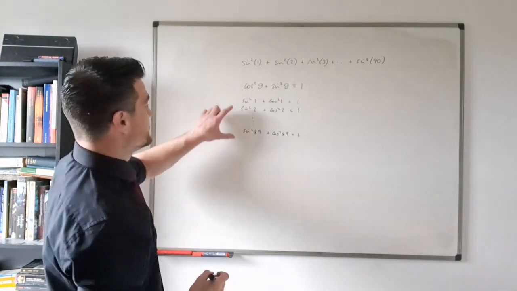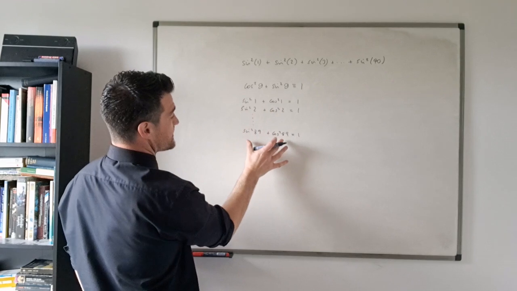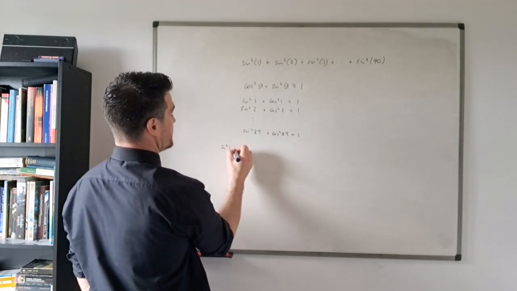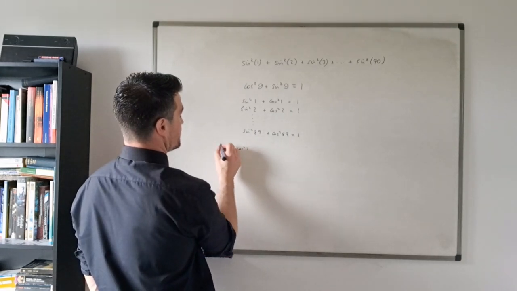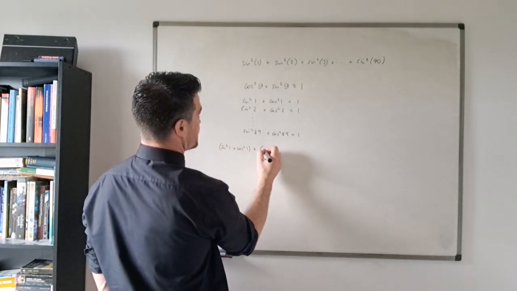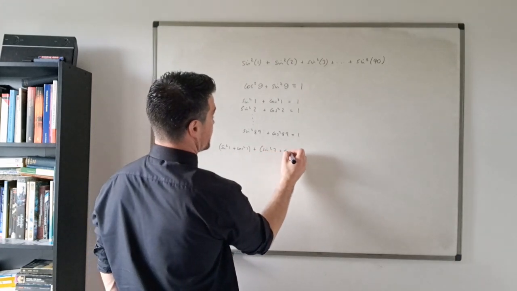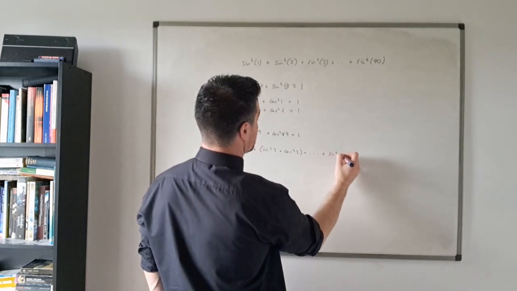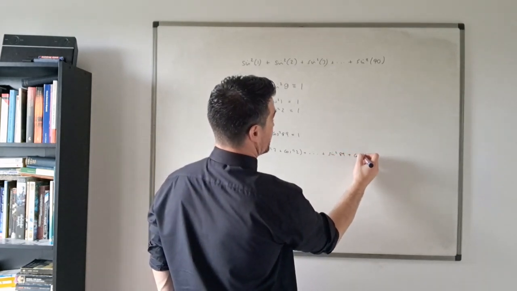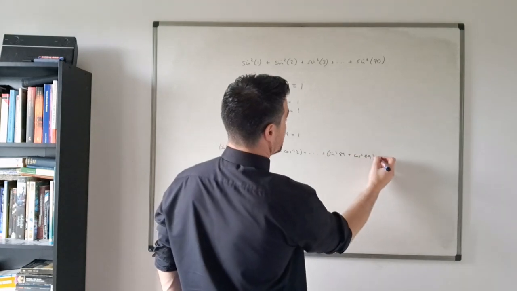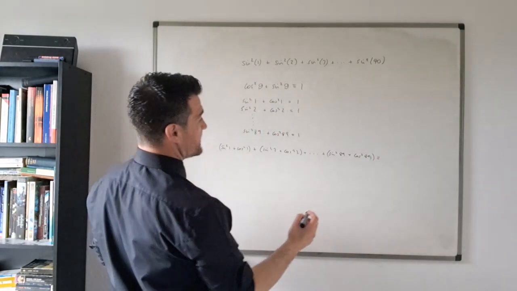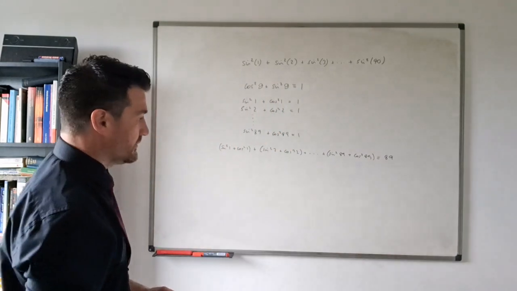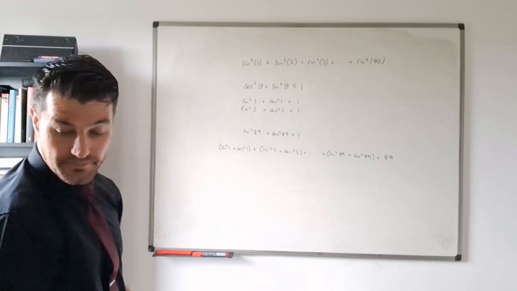So therefore, adding all of these together, what do I get? I get sine squared 1 plus cos squared 1 plus sine squared 2 plus cos squared 2, up to sine squared 89 plus cos squared 89, is going to be equal to, well, how many numbers are there? There's 89. 89 numbers.